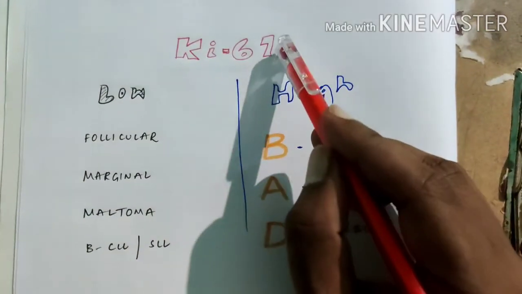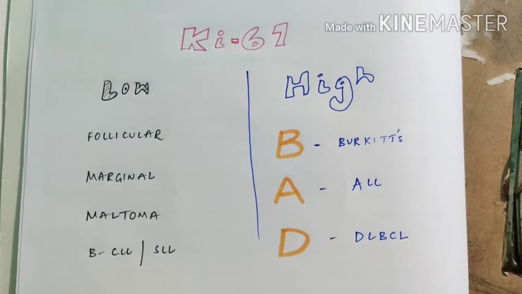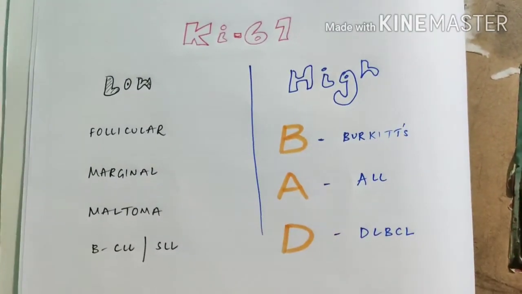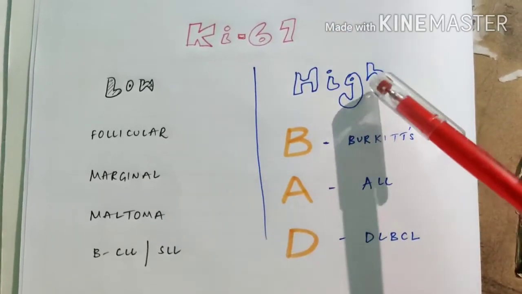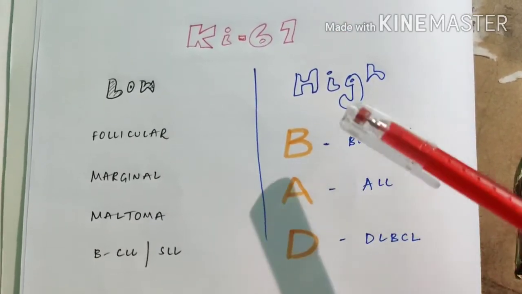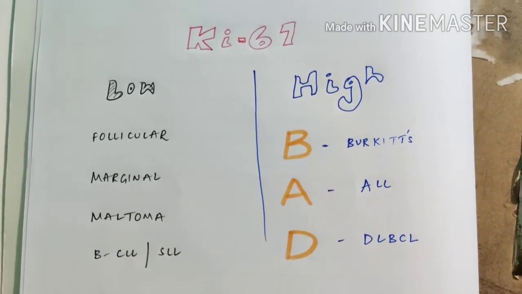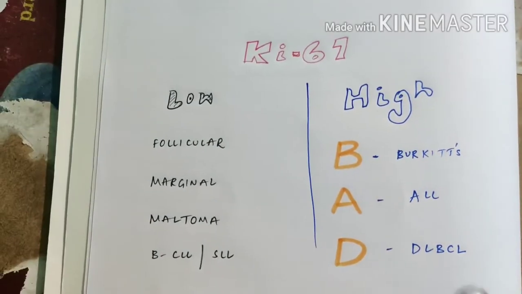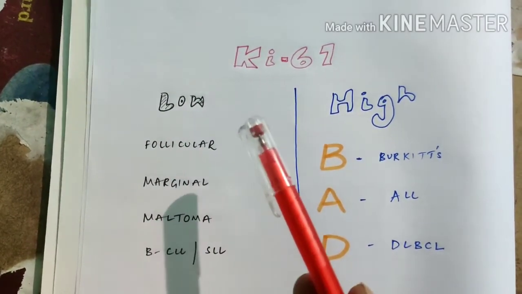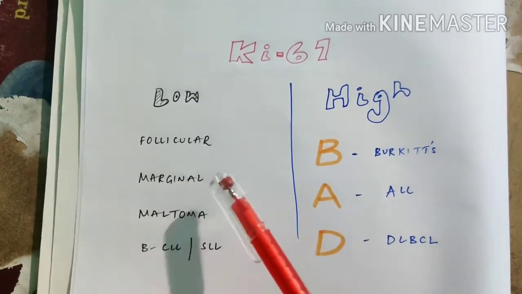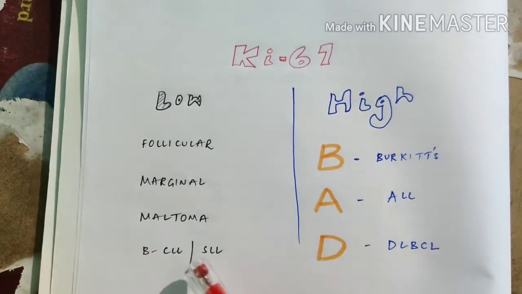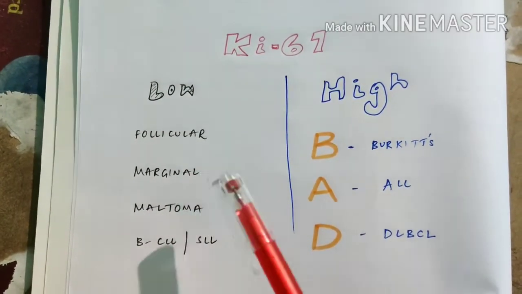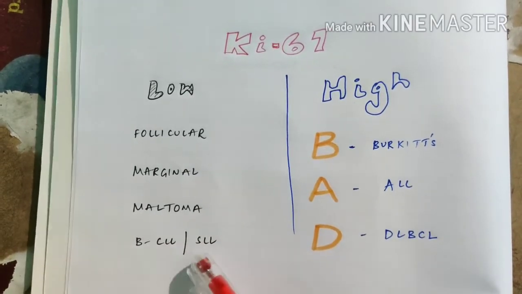For high Ki67 index, the main thing you have to remember is a mnemonic called BAD, B-A-D. With high Ki67 index, this BAD is for bad prognosis of these cancers: Burkitt's lymphoma, ALL, DLBCL. With Ki67 low, the cancers are follicular, marginal, myeloma, B-CLL, SLL. Remember this: follicular, marginal, myeloma, B-CLL, SLL.